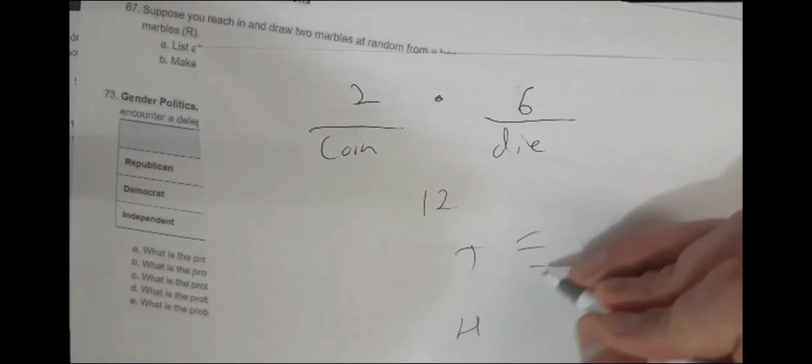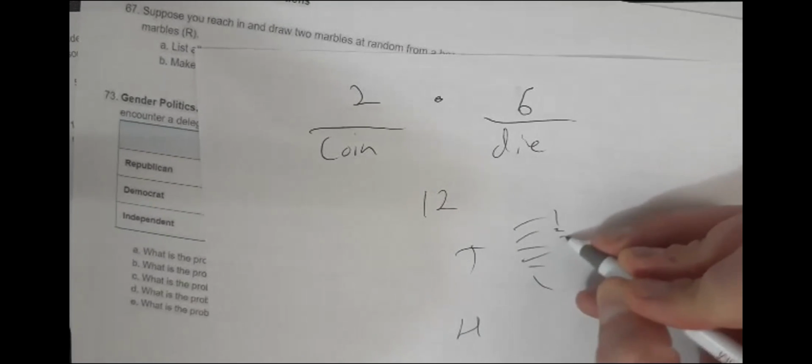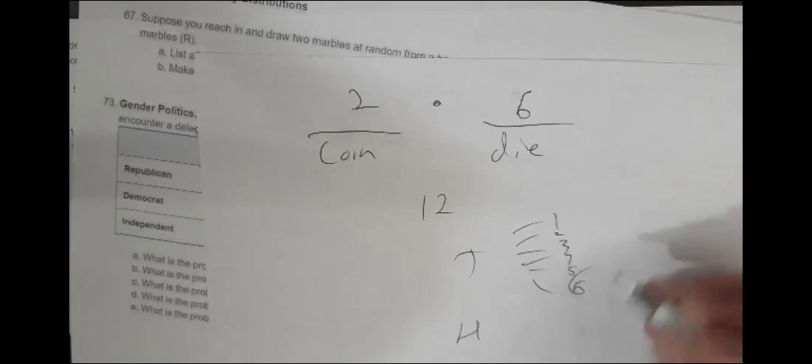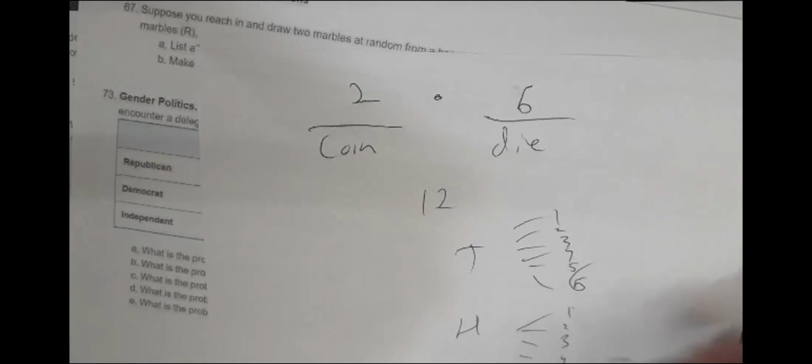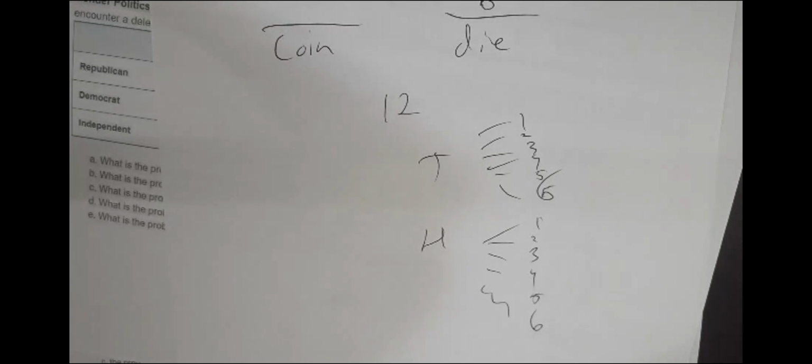Tails and heads. 1, 2, 3, 4, 5, 6. Or I could get a heads in 1, 2, 3, 4, 5, 6. Sorry, I'm being really sloppy with my little T chart or whatever, my branching. But then if I count them up, there'd be 12 different options.